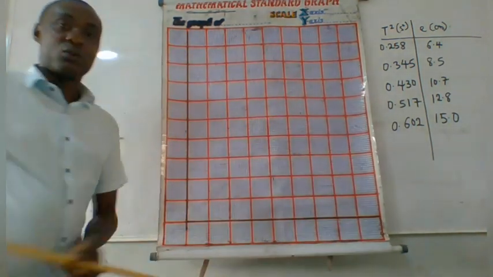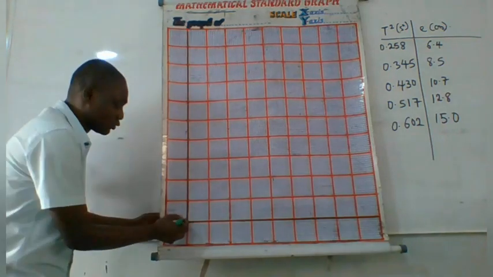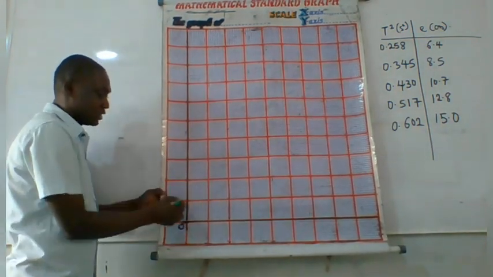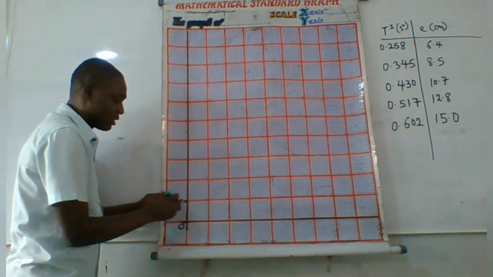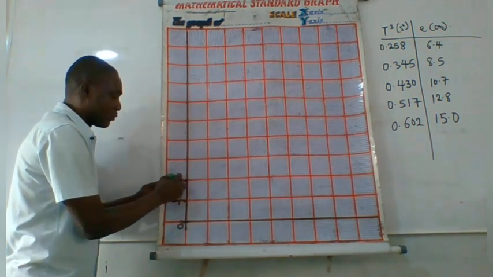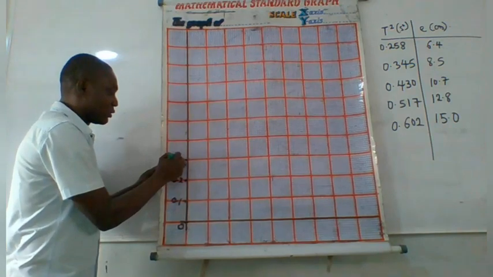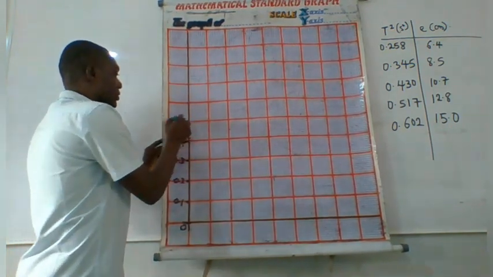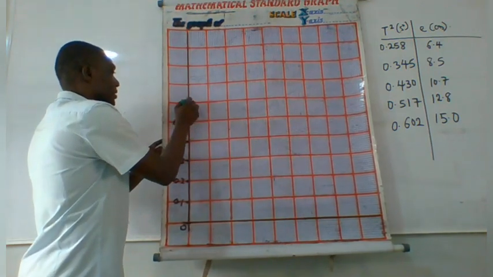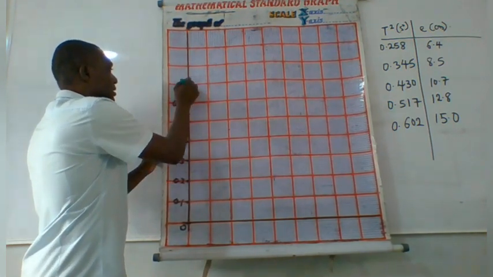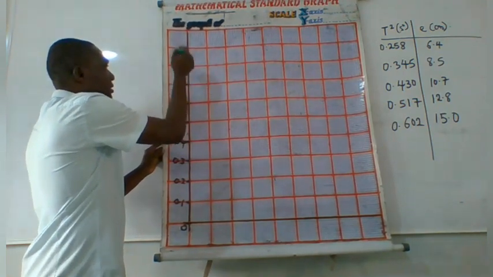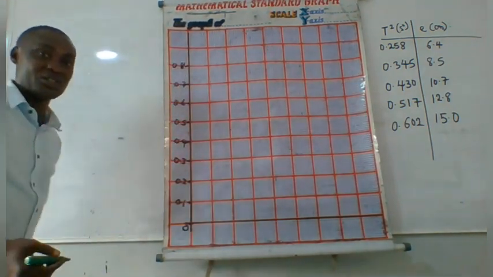Okay, so let me complete my values. So we're starting both graphs from the origin. So this is 0, 0. So this is 0.1, 0.2, 0.3, 0.4, 0.5, 0.6, 0.7, 0.8. Okay, I think that would be enough. So this graph is big enough.